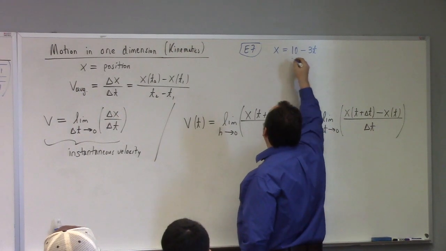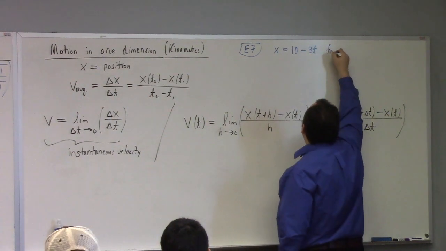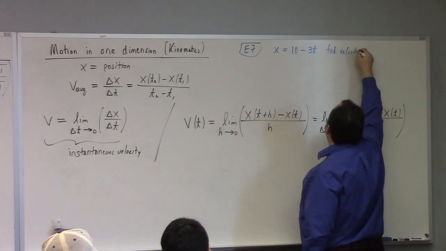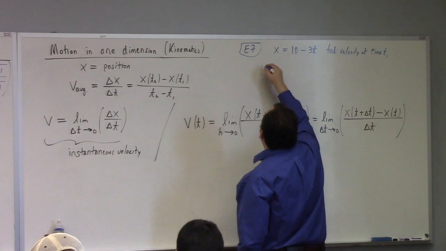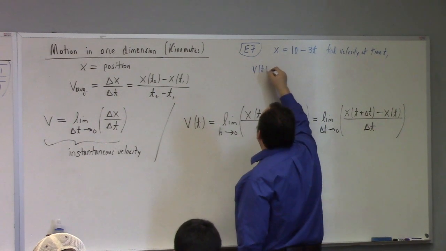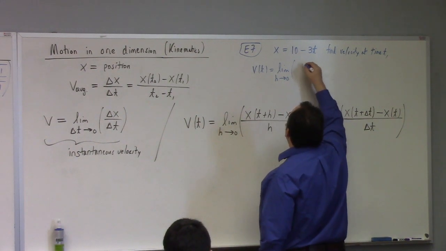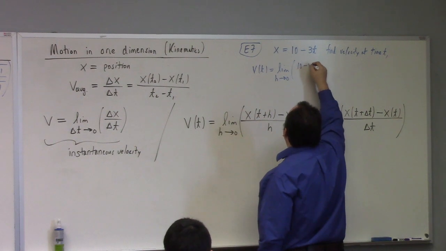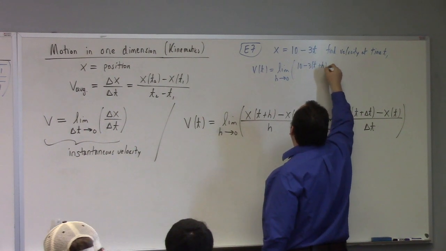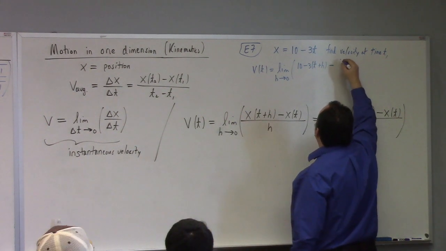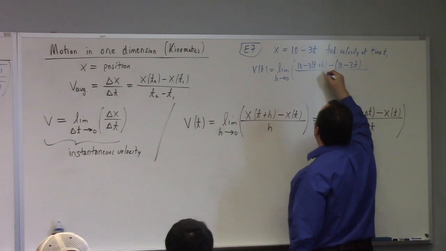What's the velocity here? Basically, let's find velocity at time t. I'm supposed to take the limit, so v at time t is the limit as h goes to 0 of 10 minus 3 times (t plus h), minus (10 minus 3t), divided by h.